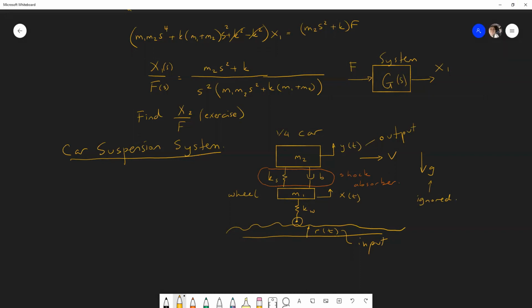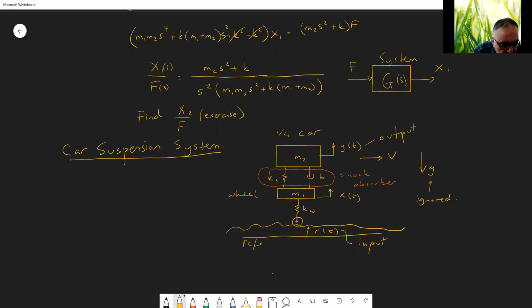Hocam, can you explain what's the function R(t) near the wheel? R(t). That is the bumpiness. There is the road. The road is not very smooth, let's say. You are going on a bumpy road. And this straight line is our reference point. R of t is the bumpiness of the road measured from the reference point. Do you understand? Yes, hocam, thank you.